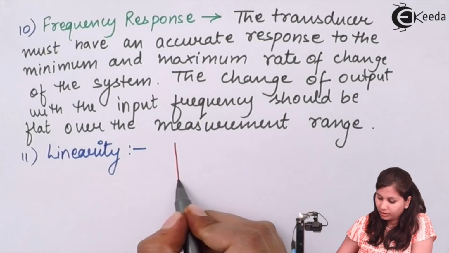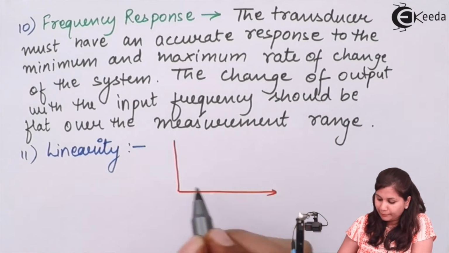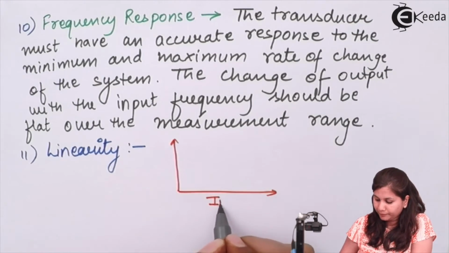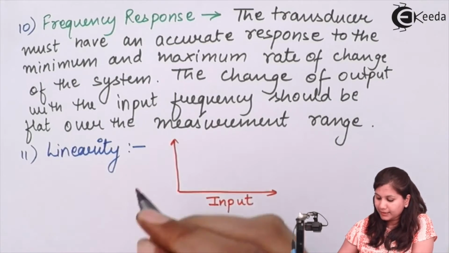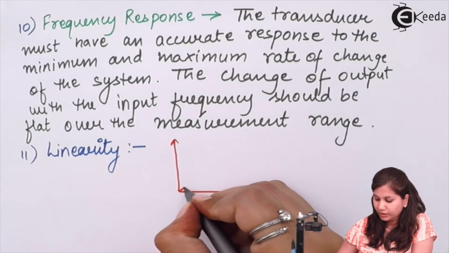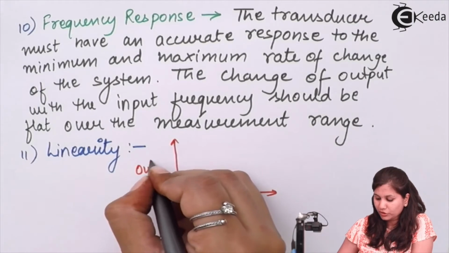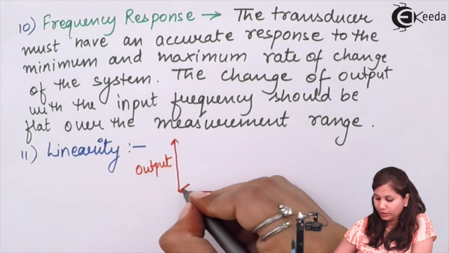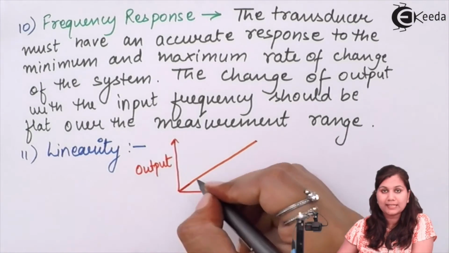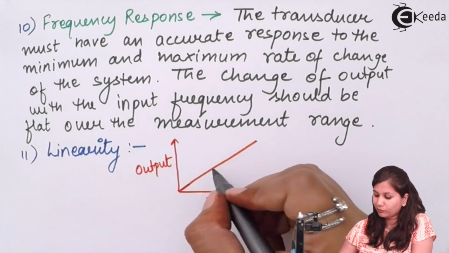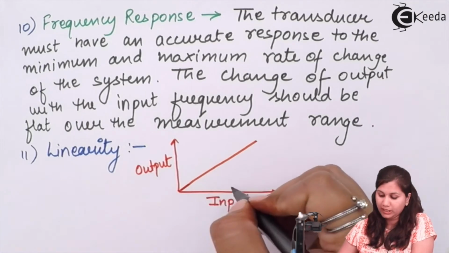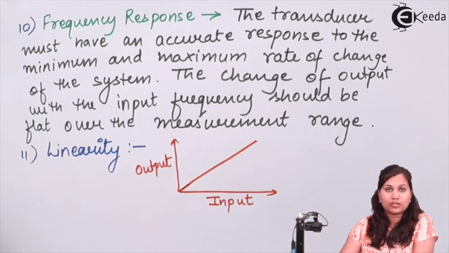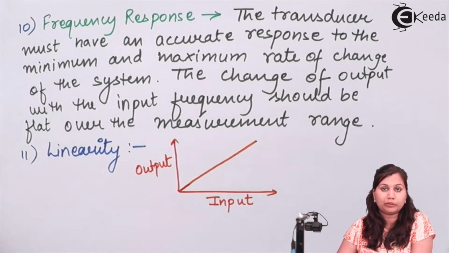So if we draw a graph for this, suppose this is our input, and when we change the input, the output also changes linearly with it. The same amount of change in the input gives a linear relationship between these two. So it is expected that the input-output relation of the transducer should be linear.